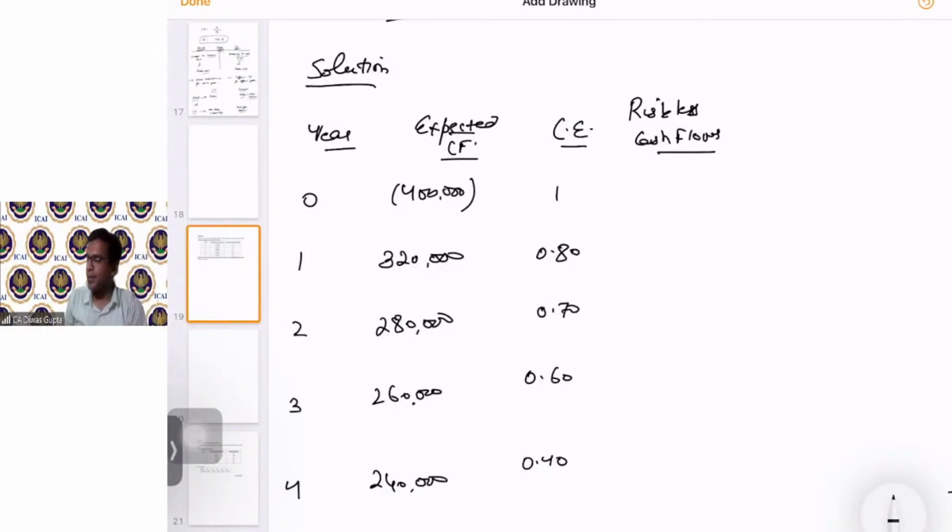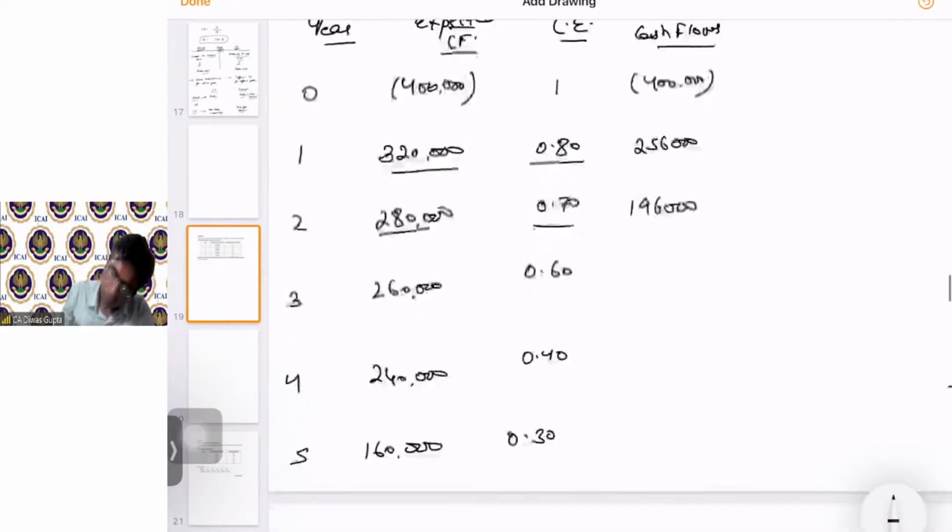These are the certainty equivalent coefficients that are given, while we can multiply them and calculate our riskless cash flows. Okay. So the riskless cash flows will be 4 lakh, simply 4 lakh multiplied by 1. Now 3,20,000 multiplied by 0.80 will give us the guaranteed amount or riskless cash flows, correct? As we have discussed above. 2,56,000. Then 2,80,000 multiplied by 0.70, which is 1,96,000. In the third year, the CE becomes 0.60 on 260,000, which is 1,56,000. Then 96,000 similarly, and lastly 48,000.